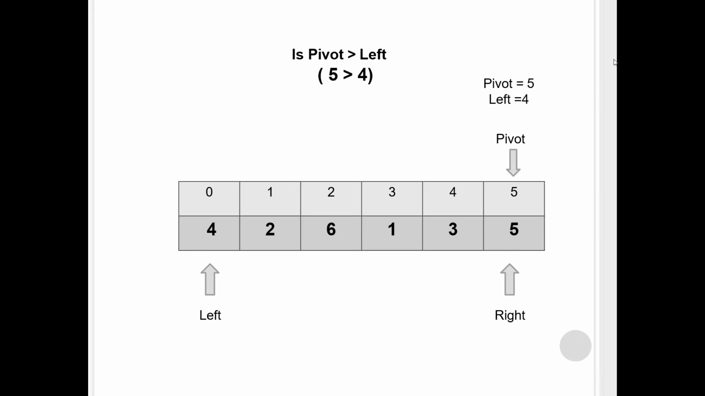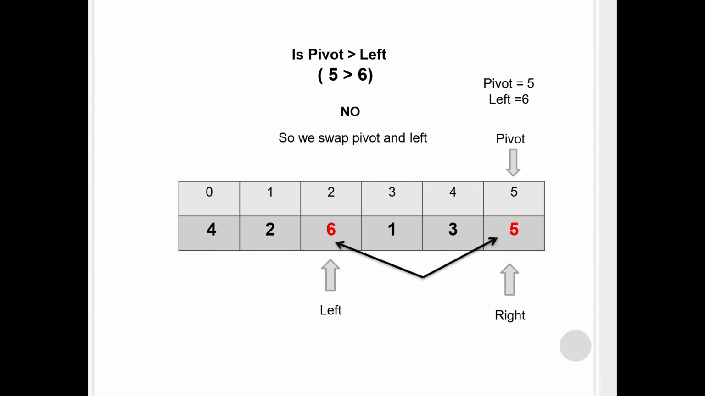Now we're going to check again, is pivot greater than the left element, which is yes. So we move left one position towards right. Okay, so there you go. We move, and then we check, is pivot greater than left, which is again yes. So we move another position towards the right. Is pivot greater than left? And no, in this case, pivot is not greater than left. So we're going to swap pivot and left. And there you go, the swapping is done.